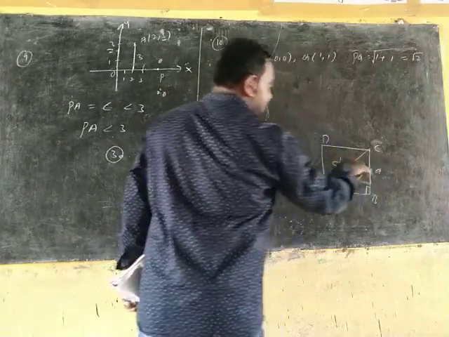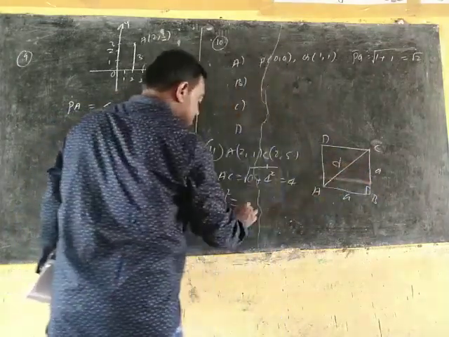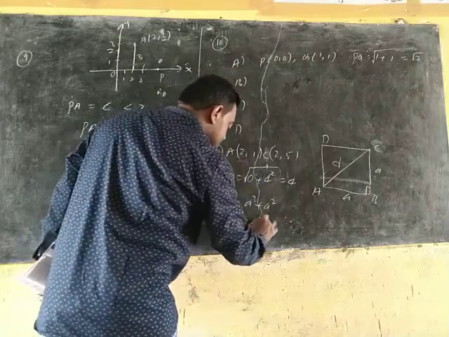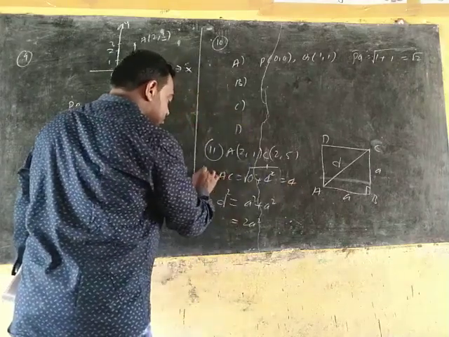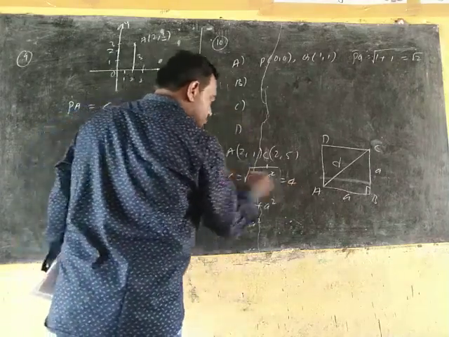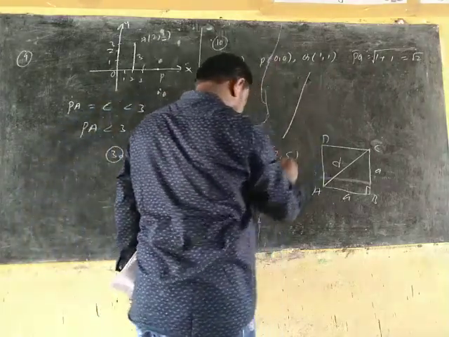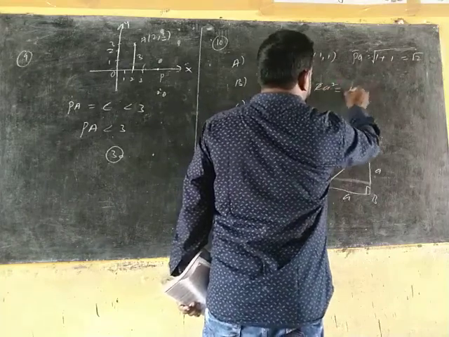You see, in the right angle triangle, what will you write? D square is equal to a square plus a square, simply the Pythagoras theorem. So this is equal to 2a square is equal to D square. D square is nothing but the diagonal, so D square is 4 square. So 2a square is equal to 16. 2 eights are 16.